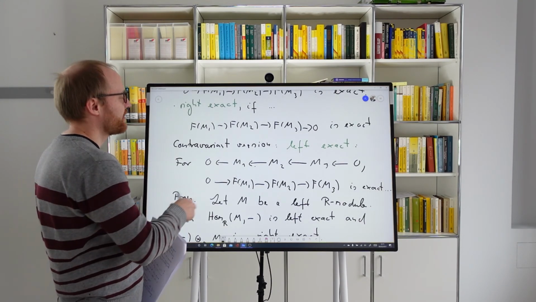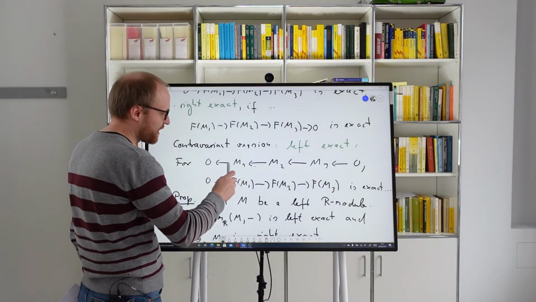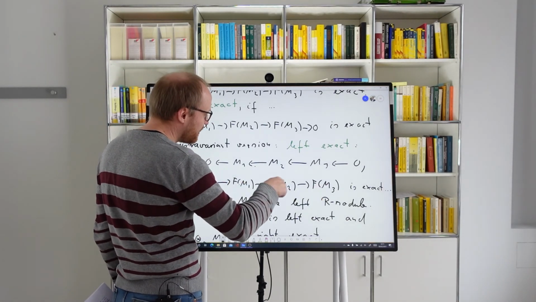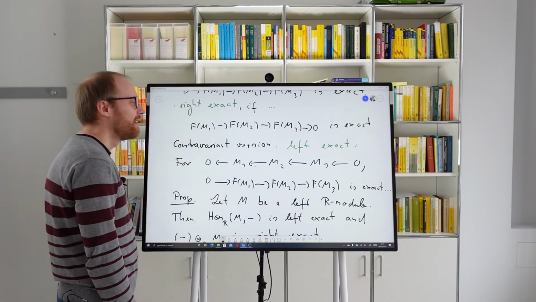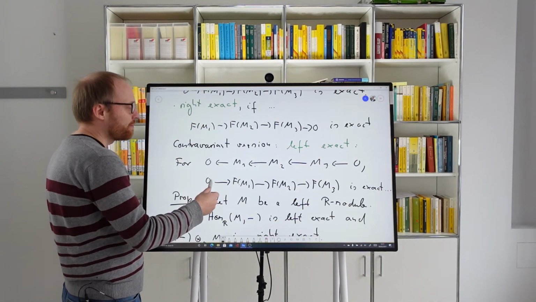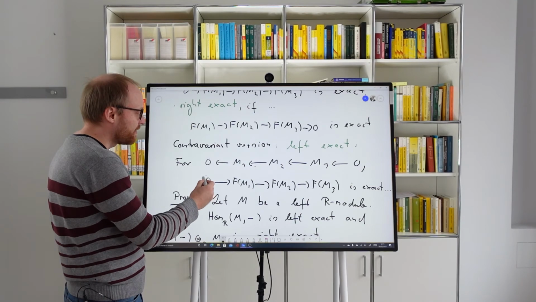So you just draw your short exact sequence with reversed arrows. So if you apply the functor, then the arrows get reversed in the usual way. And in that case, left and right exact means what it originally meant. Yeah, left exact means the zero apply.